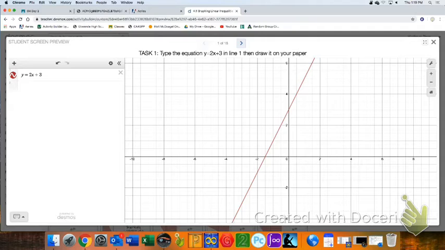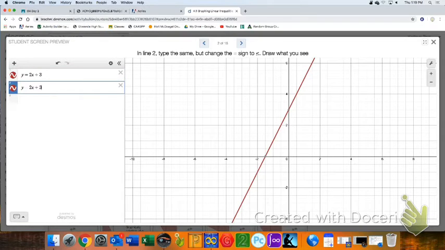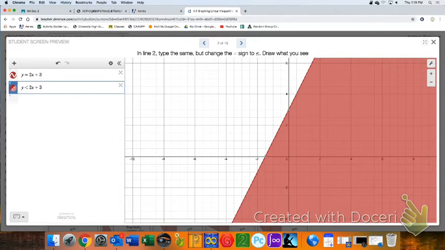Yes? Now I click over. Slide 2. It says in line 2, type the same thing as that, but change the equal sign to a less than or equal to. So I'm going to copy and paste that, but I need to change the equal sign to what? Less than or equal. Remember I said you type in the less than sign and then the equal sign.